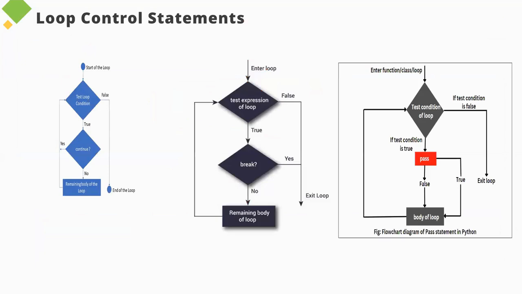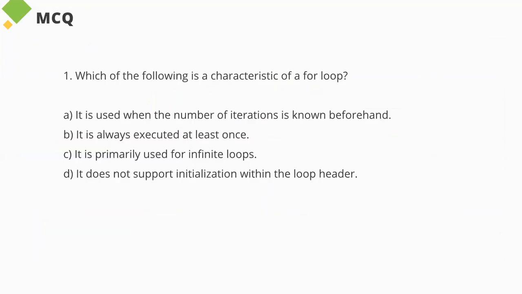Now let's see some of the MCQs here. Which of the following is a characteristic of a for loop? A for loop is used when the number of iterations is known beforehand. Always executed at least once: this is a do while loop. Used for infinite loops: that's while of one, which is always true and is going to execute the infinite loop. So it's used when the number of iterations is known beforehand, because we specify the start, step value, and end value, right?